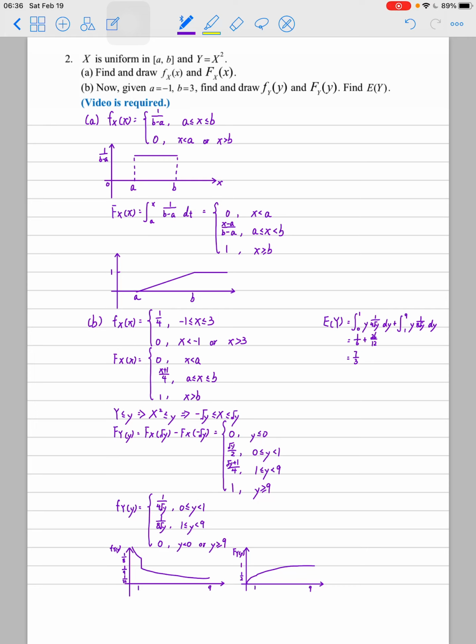Then we need to find E[Y]. So E[Y] should be the integral of the formula. So it should be the integral from 0 to 1 of y times 1 over 4 square root y dy plus the integral from 1 to 9 of y times 1 over 8 square root y dy. So the result should be 7 over 3.